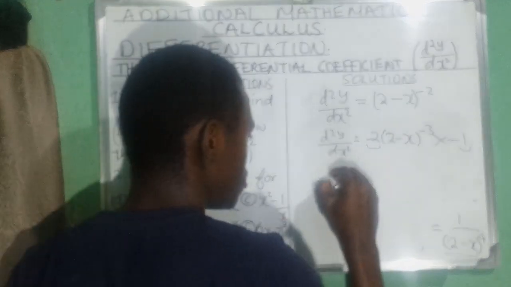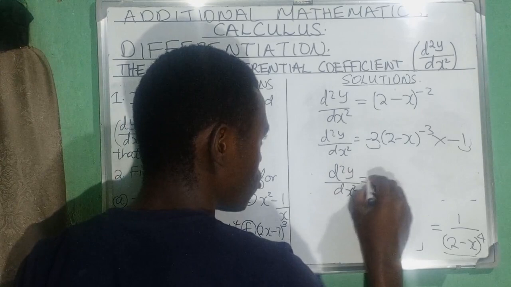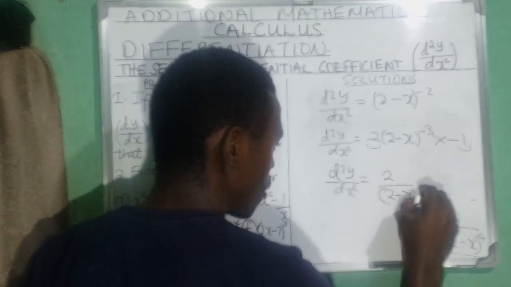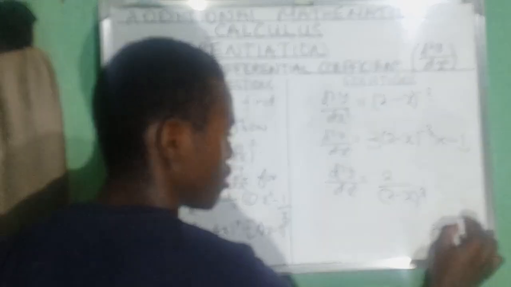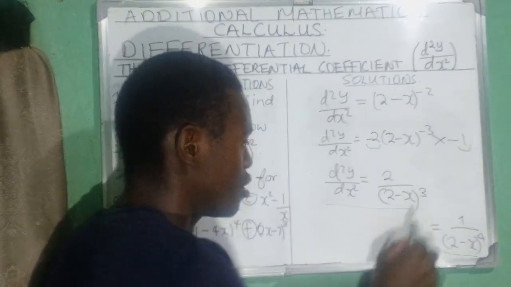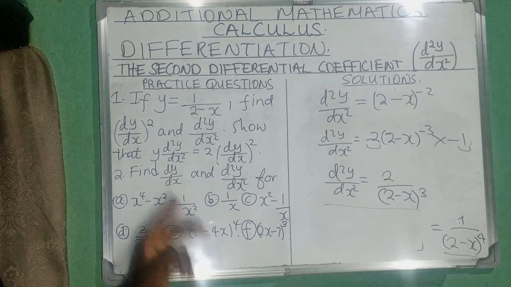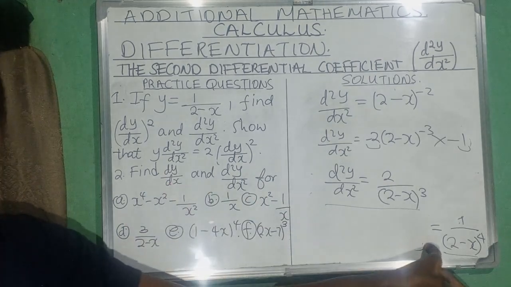So our d2y dx2 is going to be equal to a +2. We divide by 2 minus x raised to the power +3, like that. So alright, let's skip that. So raised to the power 3, like this, is your d2y dx2. Alright, so we have found our d2y dx2, and this is our dy dx squared.